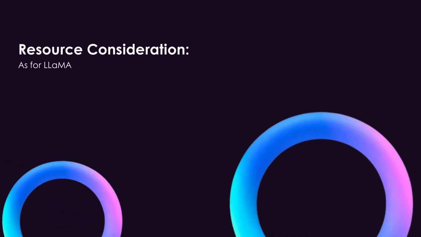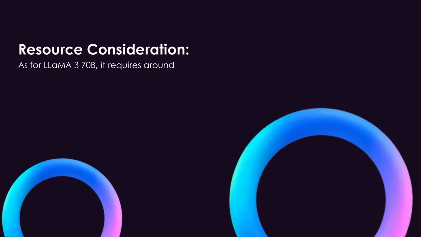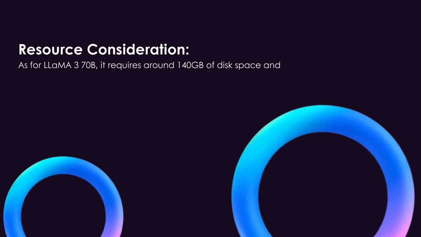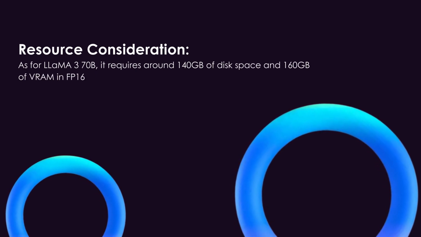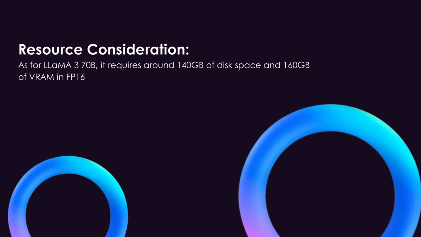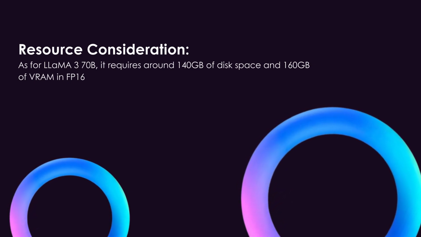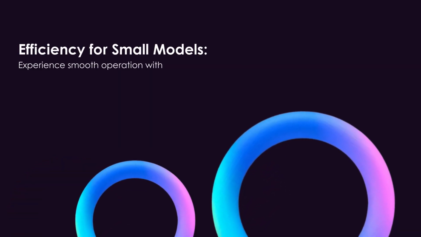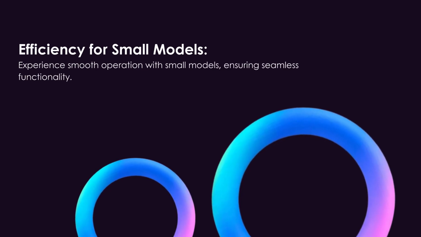Remember, the 70B model requires significant resources: 140 GB disk space, 160 GB VRAM. Smaller models are available for smoother operation on less powerful machines.